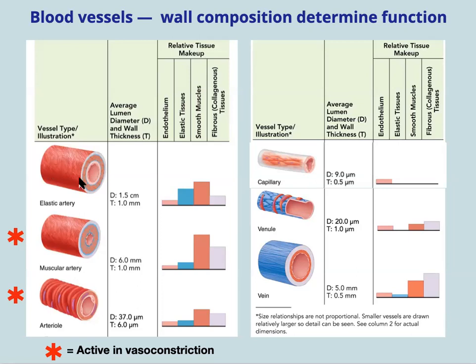So examples of elastic arteries include the aorta, brachiocephalic trunk, common carotid arteries, subclavian arteries, common iliac arteries, etc. These arteries are nearest the heart and contain much more elastic tissue in the tunica media compared to muscular arteries.